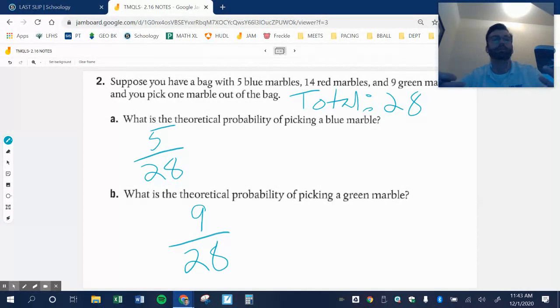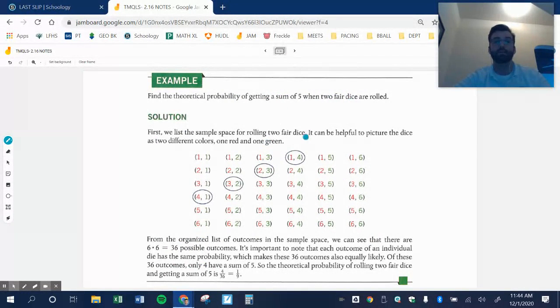Theoretical is what could happen. Experimental is an event that already did happen. Experimental meaning I did an experiment on it. Theoretical is, hey, I'm going to predict the chances I could potentially have. Doesn't necessarily mean that's going to be the outcome. That's the biggest difference between the two. Theoretical, theory. I have a theory that this is going to happen.